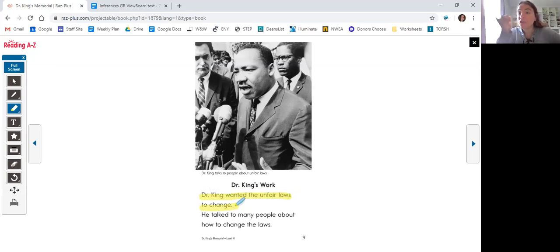Show connection if you agree with Martin Luther King. That's exactly right. He knew that it wasn't fair, and so he wanted to stand up and talk to people about how it wasn't fair. Wow. I want to pause here, and I want you to think, how would you describe Martin Luther King Jr. on this page? How would you describe him?